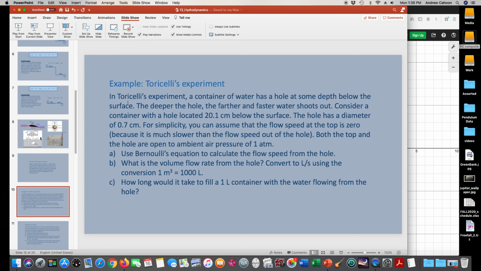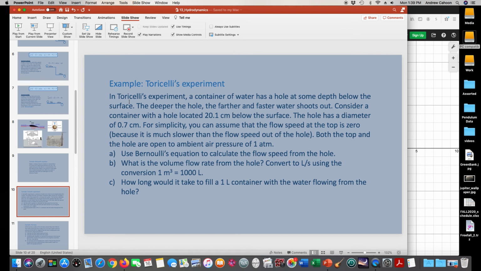All right, so the last example here is called Torricelli's experiment. In the classic Torricelli's experiment, you have a container of water or some liquid, and then you puncture a hole at some depth below the surface. The deeper that hole is, the farther and faster the water will shoot out. So if you put the hole pretty close to the top, you get a little small arc of water coming out. If you put the hole near the bottom, you get a lot of water shooting out much farther.